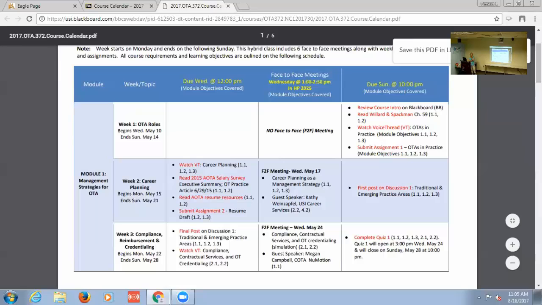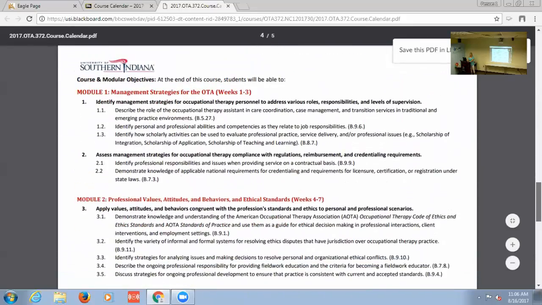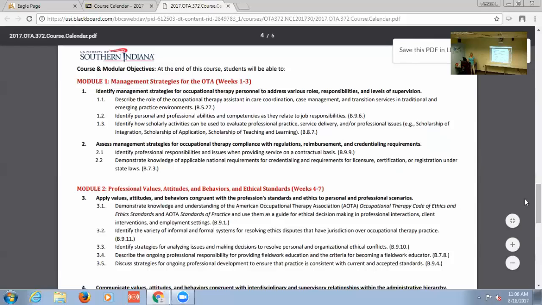We essentially had what's due this Wednesday and what's due on Sunday night. That way, the week always started on Monday, but there were some things due the day we met, and some things due just before the next week starts. So it's rather complicated looking, but I'll show you what I did. I put the modular objectives up for the students on the course calendar.